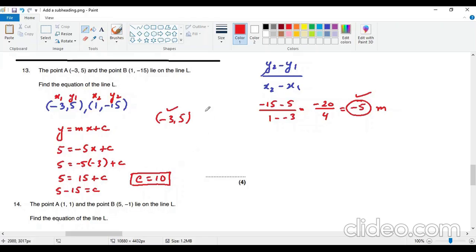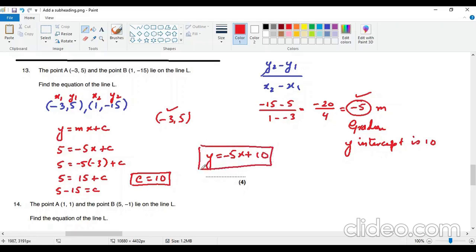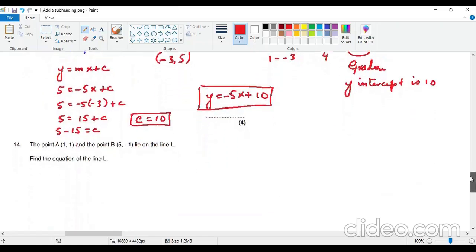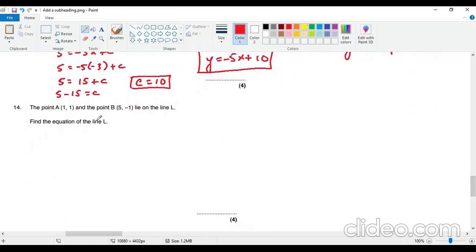Now we know the gradient, and this is the y-intercept, which is 10. So your final equation is going to be y equals minus 5x plus 10. This is your final answer.